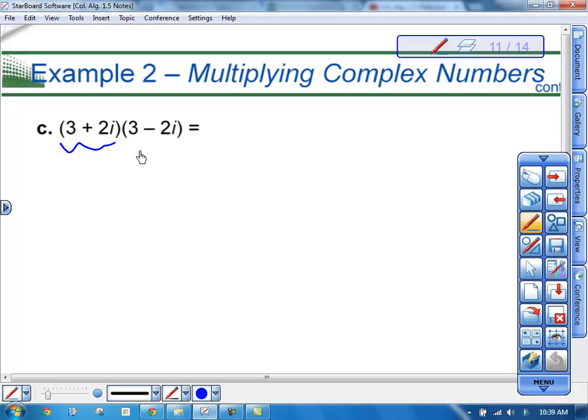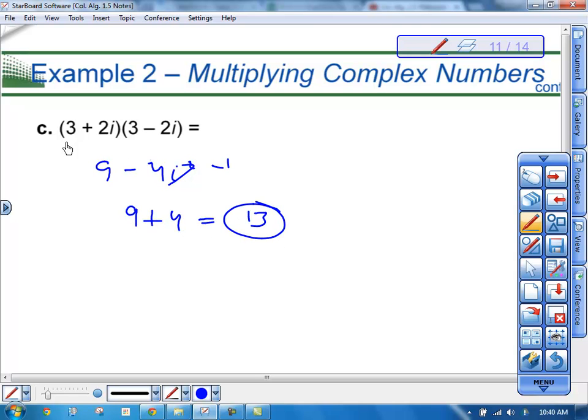Now when you multiply a complex number by its conjugate, which is switching the sign in between them, you have 3 times 3, which is 9. The middle terms are always going to cancel. In this case, you'll have -6i and positive 6i, but they cancel. So 2i times -2i is -4i squared, and i squared is -1. -1 times -4 is positive 4, so 9 plus 4 is 13.